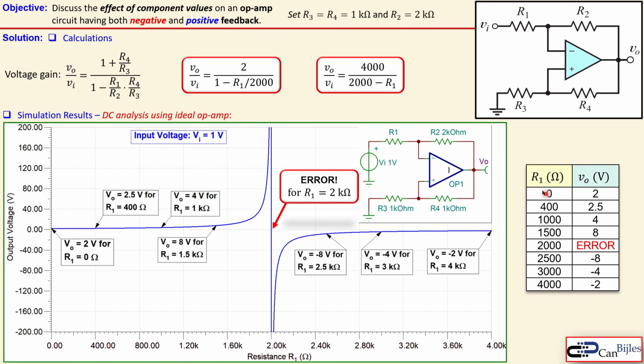So bringing up the table, you see here the R1 value from 0 up to 4000, and you see also here the output voltage with the input voltage of 1 volt. And you see again the error, which happens at 2000 ohm, which is of course the ratio of R1 and R2. So this is also as expected, and we see again the gain is positive before we reach this error line, and after this error line the gain will be negative.